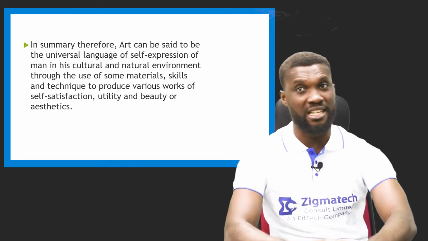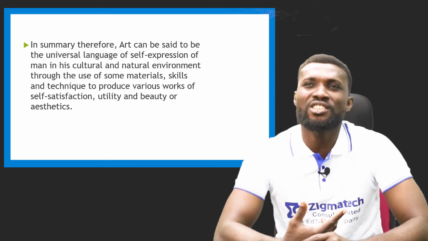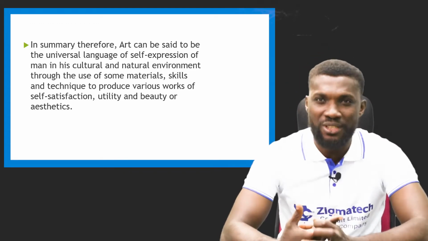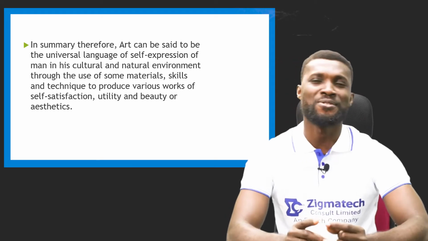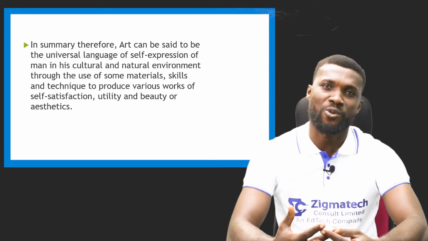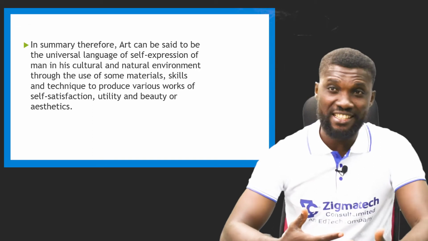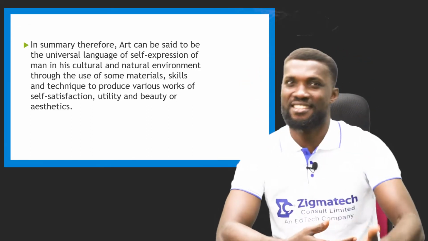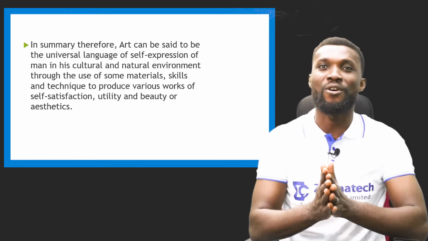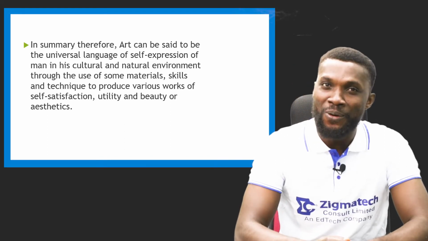Now, in summary, art can be said to be the universal language of self-expression of man in his cultural and natural environment through the use of some materials, skills, and techniques to produce various works of self-satisfaction, utility, beauty, and aesthetics. So this is the encompassing definition of the word art. Did you get that? Are you sure? All right.